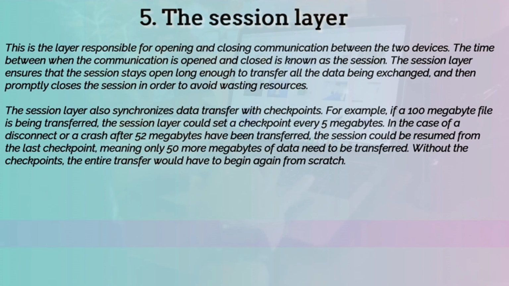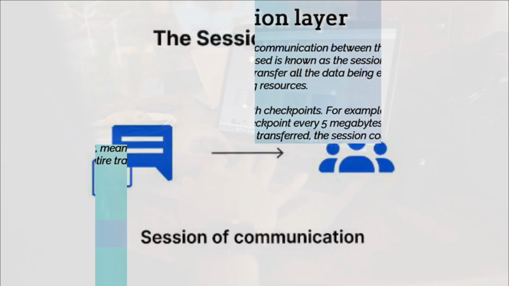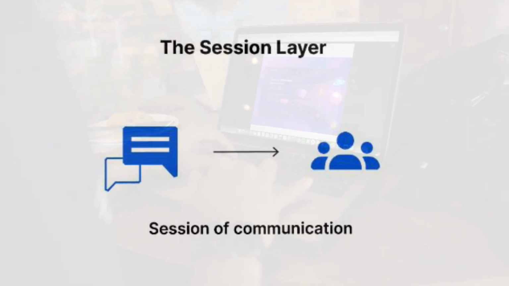The session layer also synchronizes the data transfer with checkpoints. For example, if a 100 megabyte file is being transferred, the session layer could set a checkpoint every 5 megabytes. In the case of a disconnect or a crash after 52 megabytes have been transferred, the session could be resumed from the last checkpoint, meaning only 50 more megabytes of data need to be transferred. Without the checkpoints, the entire transfer would have to begin again from scratch.